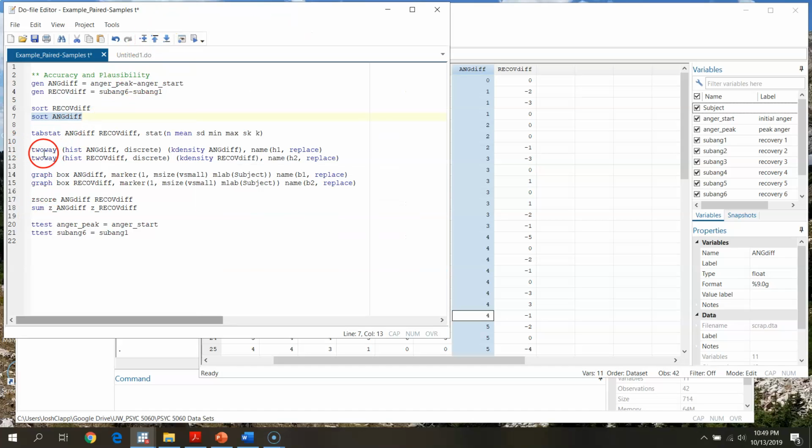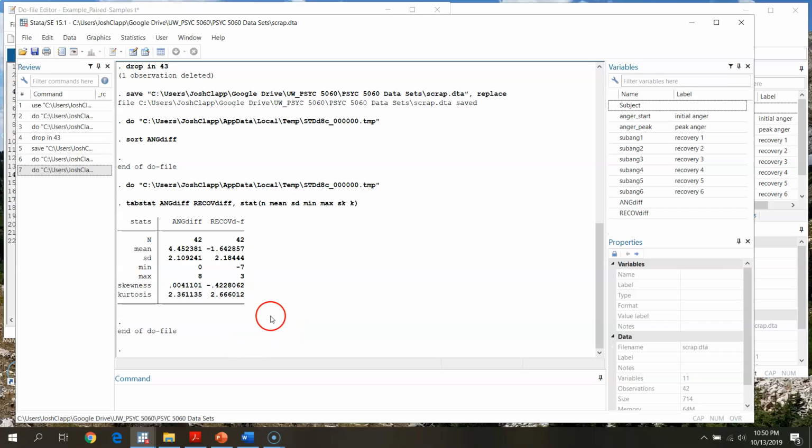What we want to do now is take a look at the distribution, skew and kurtosis for our two different scores. So I go through and I've got tab stat. Remember that this is just requesting tabulating different descriptive statistics. So I've got tab stat for anger difference and recovery difference. In my statistics, I'm asking for sample size, mean, standard deviation, min, max, skew, and kurtosis. Okay. So I go through and run this.